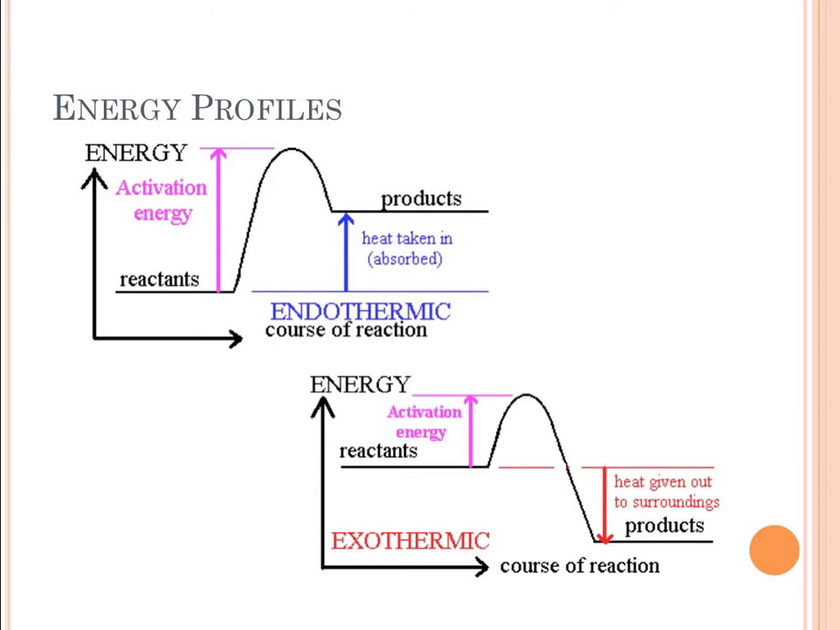So, we remember our energy profile diagrams, of course, and we remember that the reactants, let's go to the products, the activation energy is always positive because that is the energy required to break the bonds. And if the energy released when we make bonds in the products is less, we have an endothermic reaction. If it is more, then we have an exothermic reaction in which heat is given out to the surroundings.